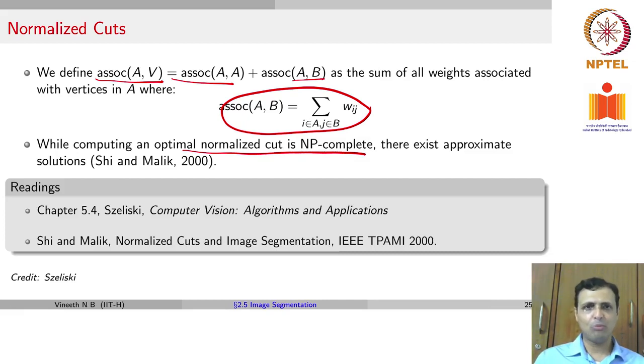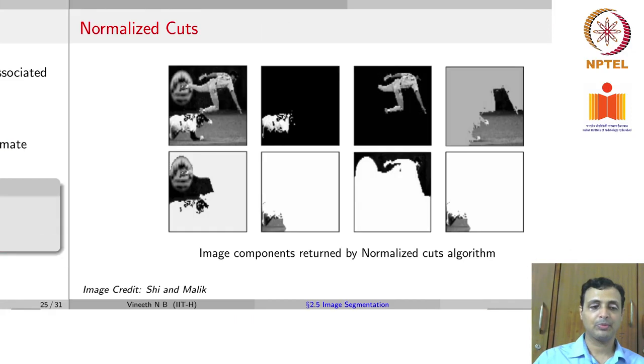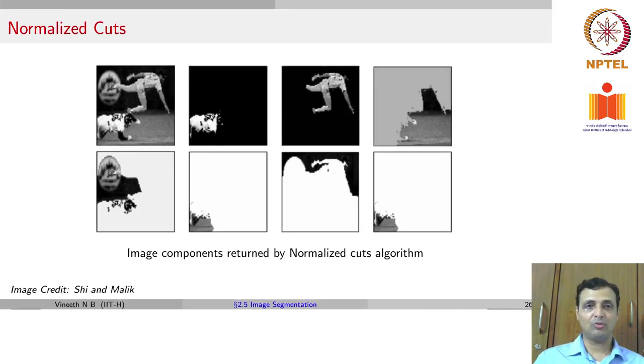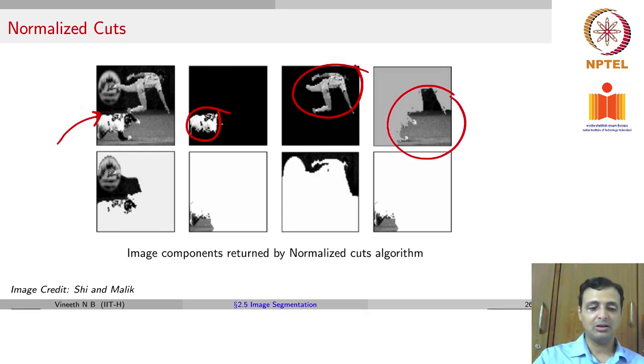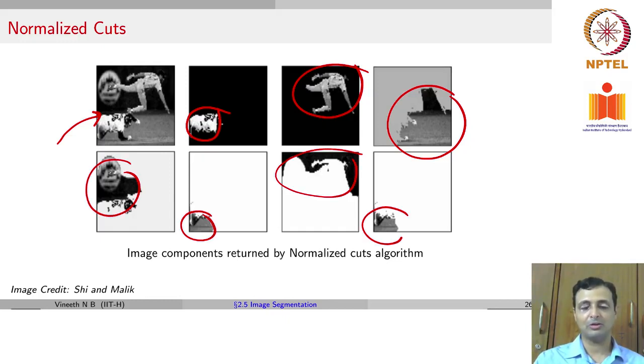It's slightly more involved, but you can look at the paper called Normalized Cuts and Image Segmentation if you're interested in how the method is actually implemented. That is the overall formulation. Here is an example of how normalized cuts works. So this is the input image, and you can see the various different regions that get segmented using normalized cuts over the iterations of the method.